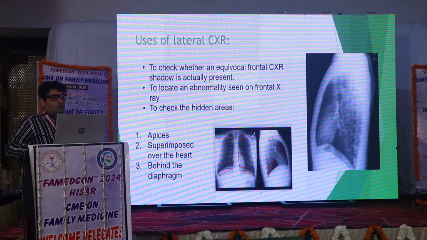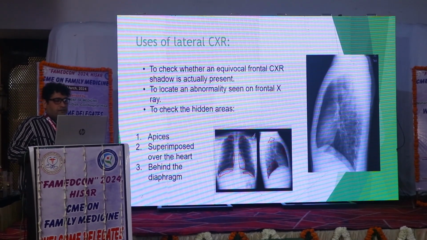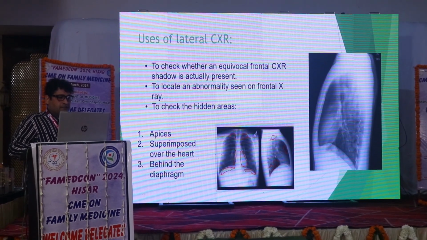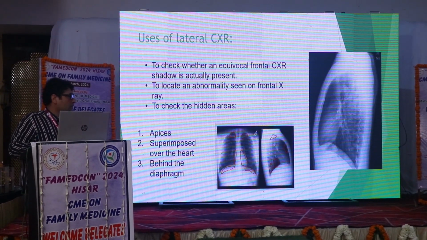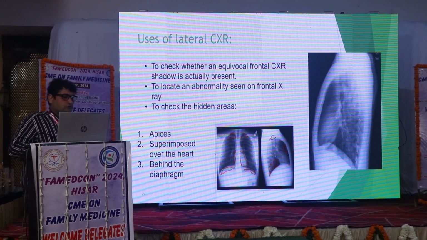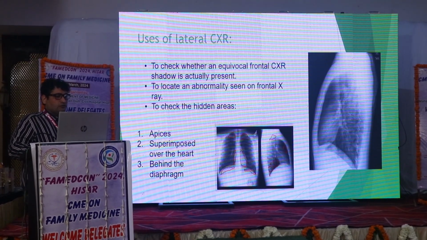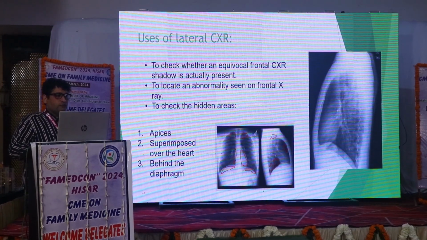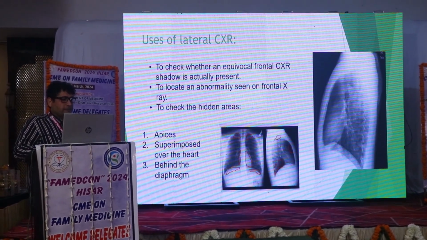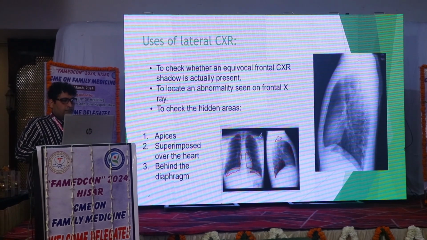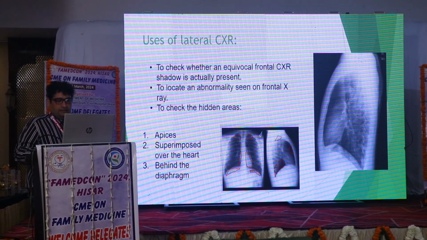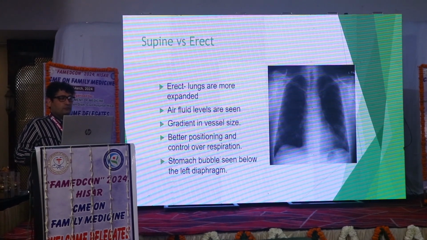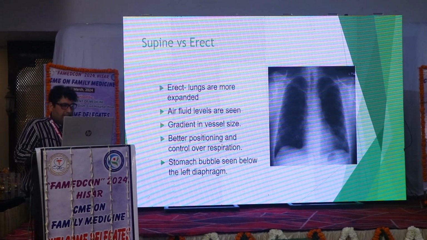In PA view or AP view, there are some locations which are hidden, such as the apices, which can be seen on lateral view, and the superimposition of the heart. Because of the heart, some pathologies can be missed, so they can be better visualized in lateral view. And some pathology which is behind the diaphragm, which is not visualized in PA view, can be visualized in lateral view.